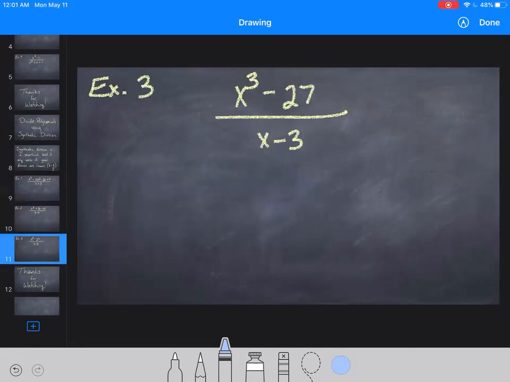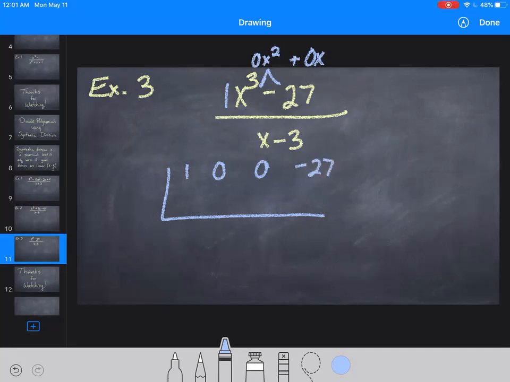Let's take a look at example 3. I'm going to do the same thing, but I notice I have an x squared missing, so I know I'm going to have to insert a 0x squared, and I'm also missing an x, so I'm going to have to insert a 0x. So whenever I write my long L, I'm going to write my coefficients. I have 1x cubed, I have 0x squared, I have 0x, and I have a negative 27.